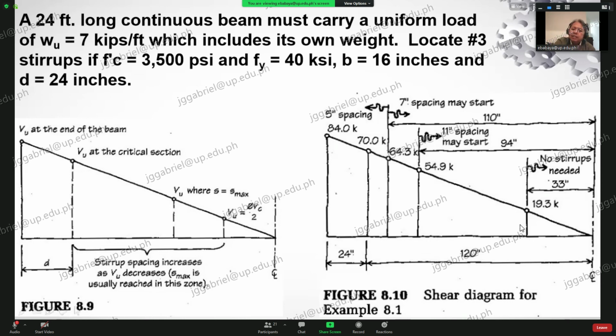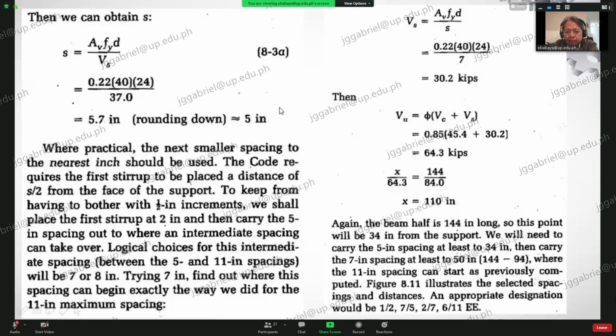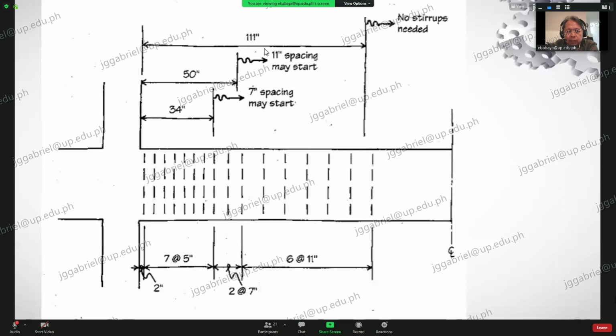Okay? So this is the effective spacing of the stirrups at the left portion of the beam. So we will also use this on the right portion, because it is symmetrical. Okay? Any question? So just follow the computations. It's not hard to understand them.